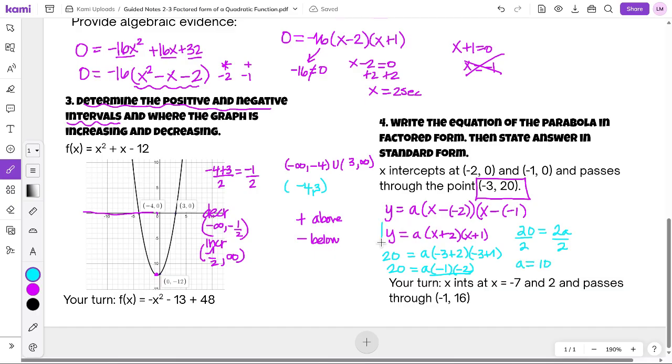All right, I'm going to go back to this equation, and I'm going to plug 10 in for a, and that's my equation. So y equals 10 times x plus 2 times x plus 1. And that's my equation. I left you 2 problems to do, actually 3, counting the one above. I left you 2 problems to try, and we'll talk about them when I see you again. Bye, guys.